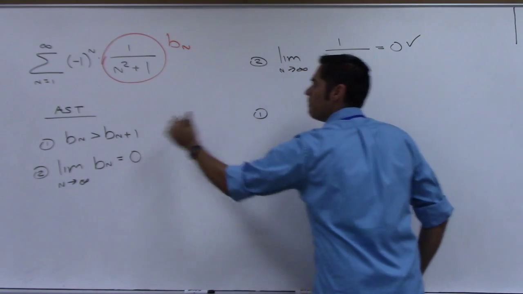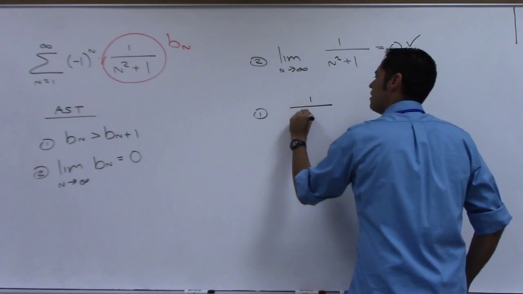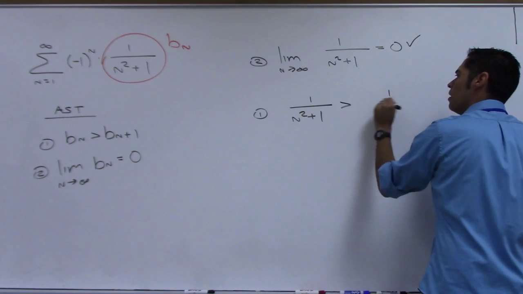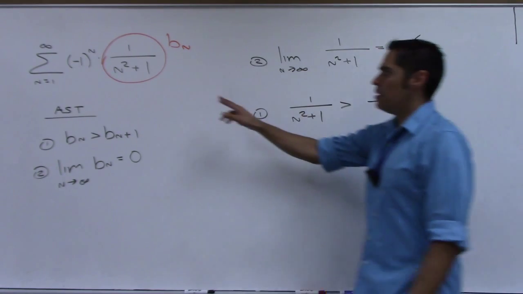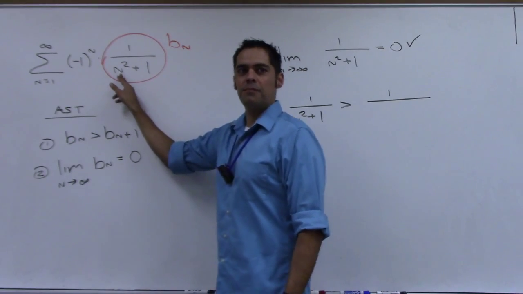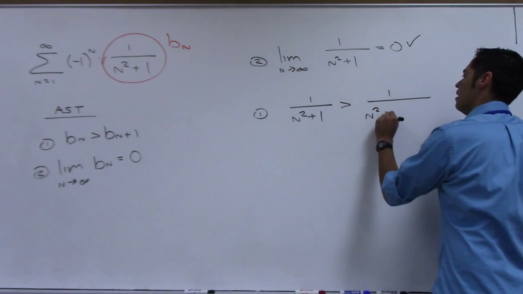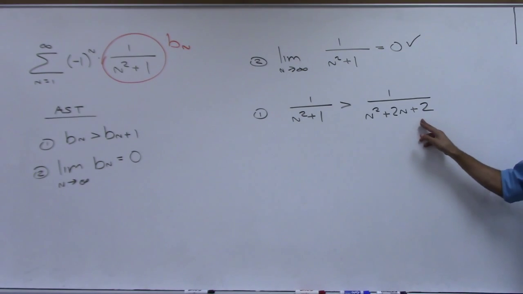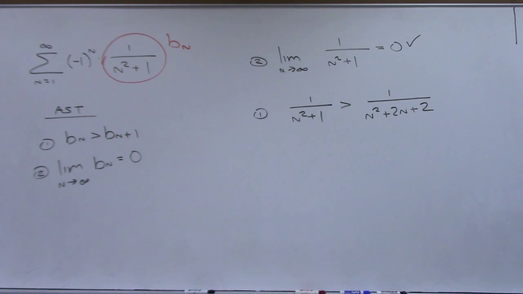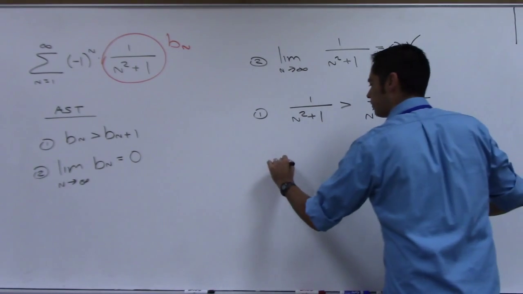Do that and show it's greater than 1 over... does anyone remember what we got when we plugged n plus 1 in here? Yeah, n squared plus 2n plus 2. If you don't remember where that came from, just go back and look at your ratio test. We did that earlier. And then you can do that thing.